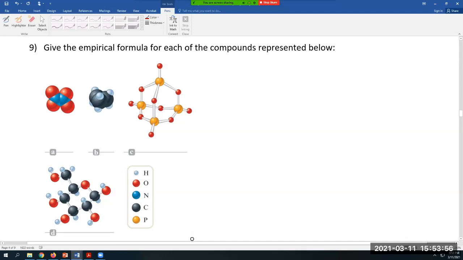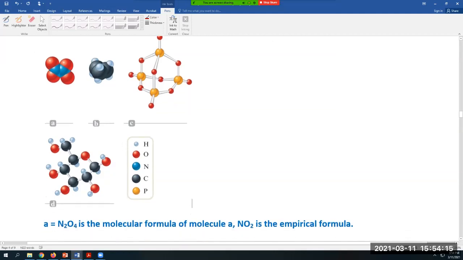So let's find the molecular formula of the first one, that has blue and red balls. The blue are the nitrogen, the red are the oxygen. We have 2 nitrogen and 4 oxygen. So the molecular formula is going to be N2O4. It's the molecular formula. And we've seen above how this can be reduced to NO2, right? You divide the 2 by 2 and it's 1, and the 4 by 2 and it's 2. So NO2 is the empirical formula for this first compound represented in A.